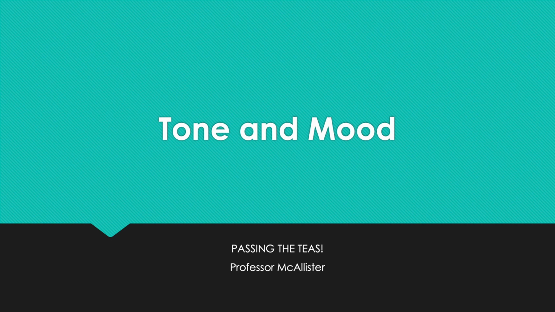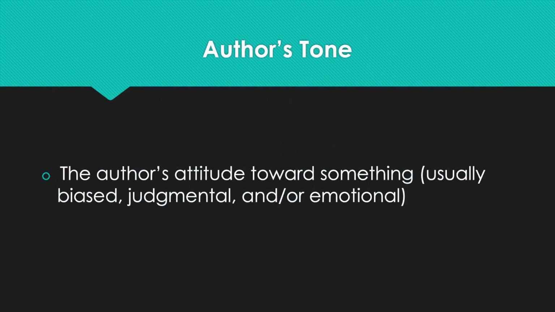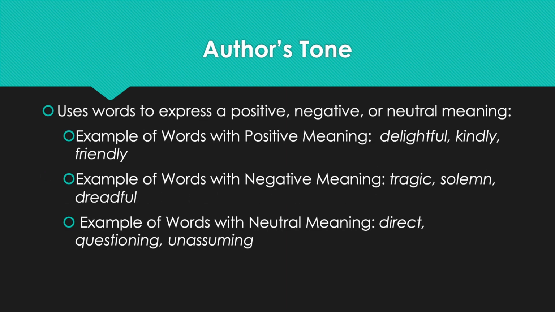Tone and mood. The author's tone is merely the author's attitude towards something. It usually indicates bias or judgment. It can be emotional. The author uses words to express a positive, negative, or neutral meaning.